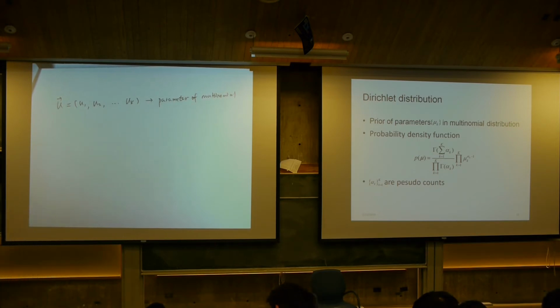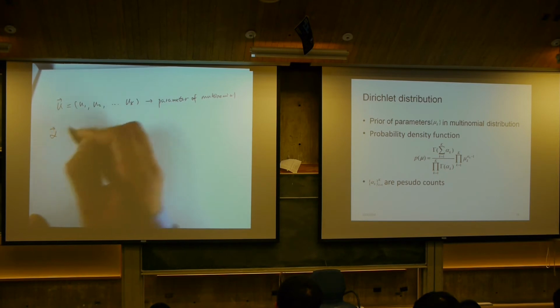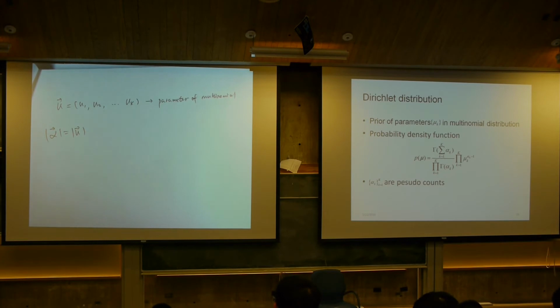Basically, it is the same thing as the beta distribution for the Bernoulli distribution. Similarly, the random variable in this distribution is mu, and the parameter is alpha. Alpha is also a vector. The length of alpha is the same as mu. And each of the components in this alpha vector is also something like pseudocounts, as we discussed previously.